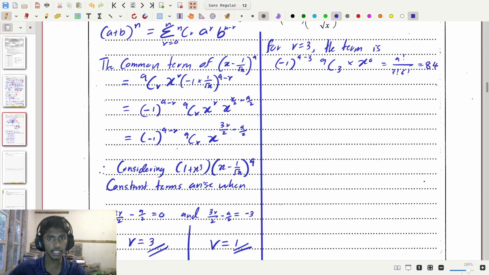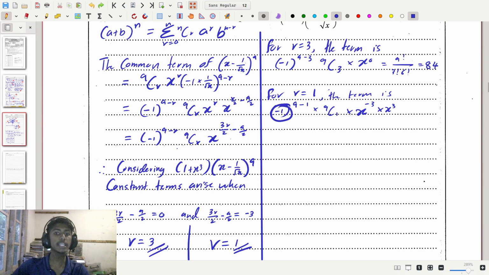Now considering the second term, for r equals 1, the term we get is negative 1 to the power of 9 minus r, which is going to be negative 1 to the power of 9 minus 1, times 9 choose 1, times x to the power of, and here we know the x power is going to be negative 3, so we have negative 3 times x to the power of 3, which is going to cancel out, leaving us with x to the power of 0, or just 1.